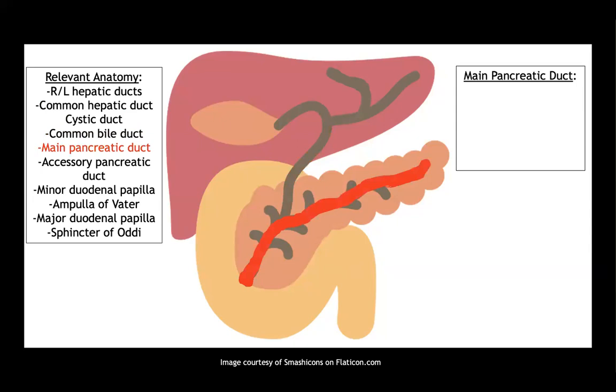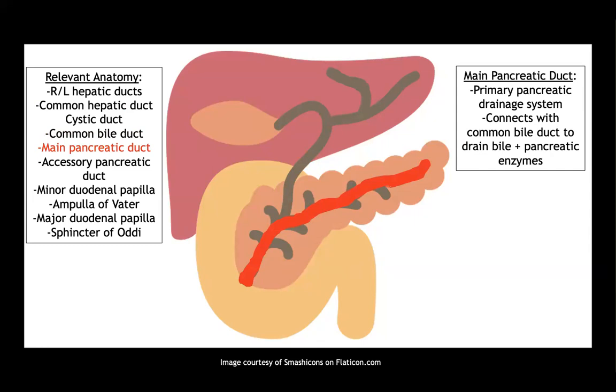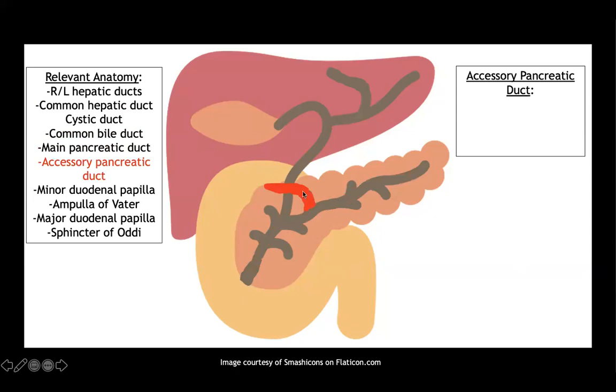Now on your screen highlighted is the main pancreatic duct. Because of the name, the main pancreatic duct is our primary pancreatic drainage. This connects, as you can see right here, with the common bile duct. And so from this point on, you'll have not only bile and not only pancreatic enzymes, but a combination of both flowing through this region. I've also highlighted an accessory pancreatic duct right here, and it's a secondary drainage system, which is not connected to this bile duct.